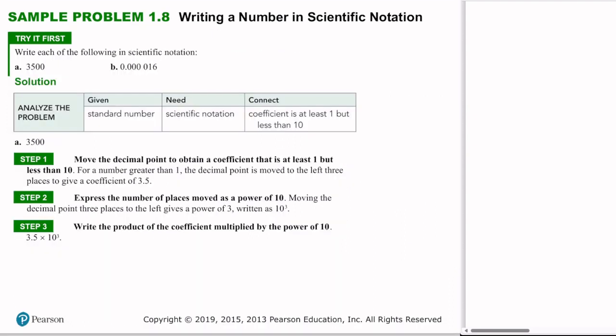Next, we'll write some numbers in scientific notation. Write each of these in scientific notation. So 3,500. Notice that we have an implied decimal point at the end of the number. We're going to move it 3 places to the left, where it's between the 3 and the 5, behind the first significant digit. So that will be 3.5 times 10 to the third.